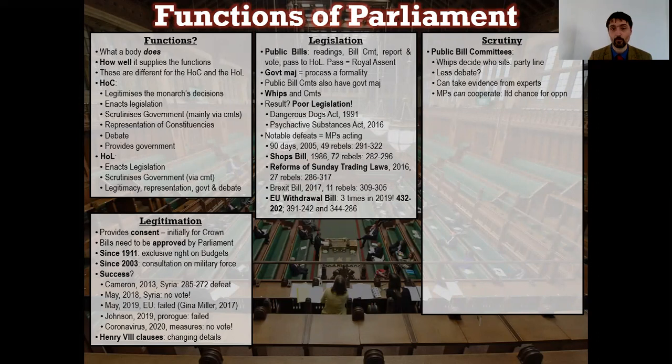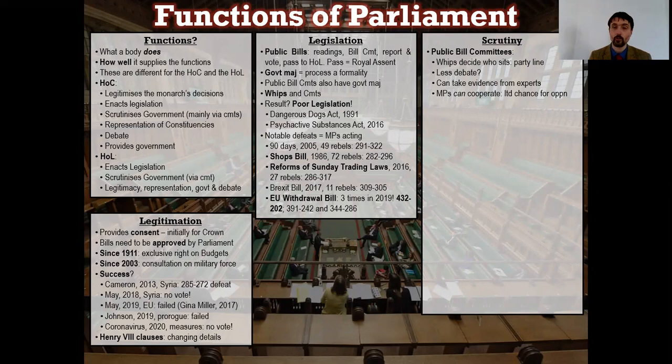There were 49 rebels on that one, 49 Labour MPs who disagreed with the Labour government and voted against it, meaning that it was defeated 291 votes to 322, so Tony Blair faced a government defeat on a government bill.